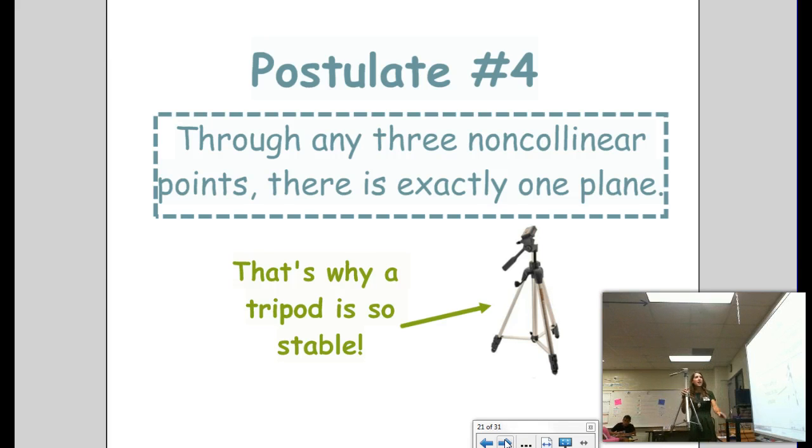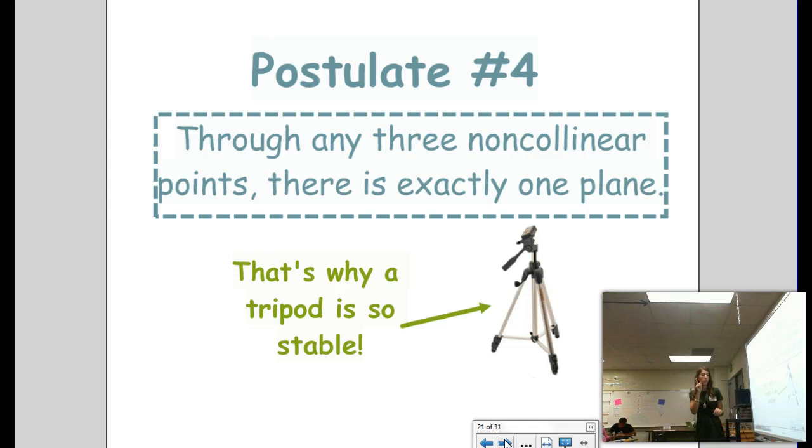So hopefully when you try to remember this postulate, I hope you'll think of a tripod, and then it has 1, 2, 3 legs, because 3 is the most stable. Postulate 3: Through any 3 non-collinear points, there's exactly 1 plane.